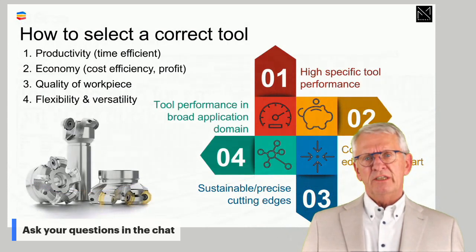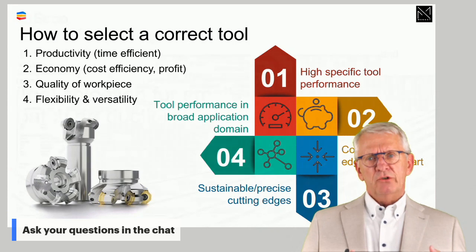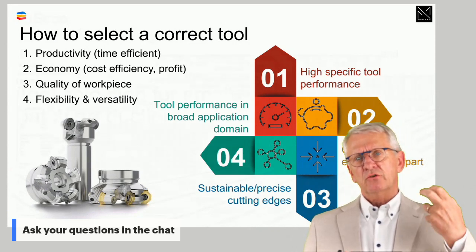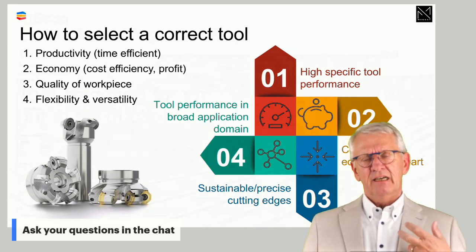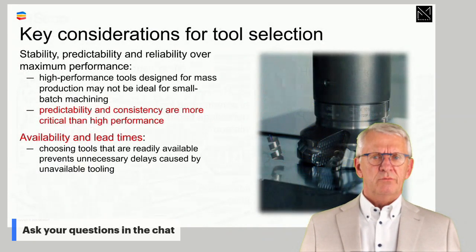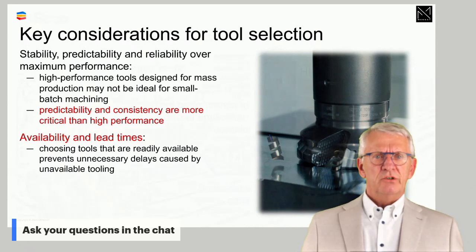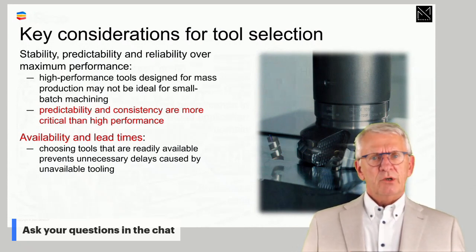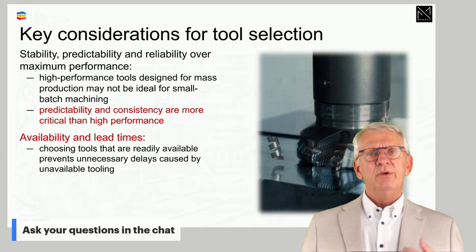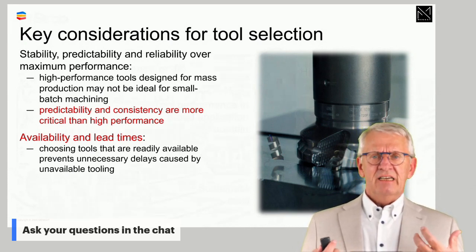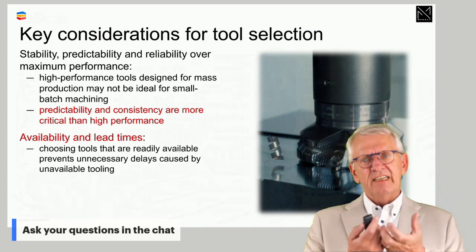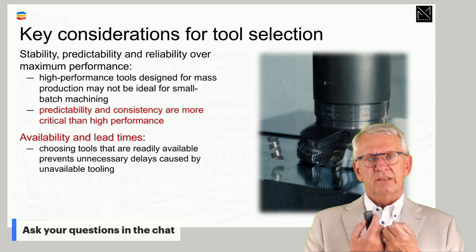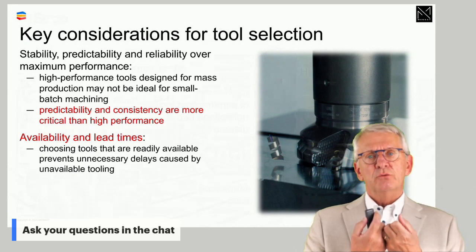Tool selection in small batch production is also different. Where normally in mass production we think in terms of performance and cost efficiency, flexibility and versatility are, when we talk about tooling, much more important in small batch production. It's about stability, predictability and reliability of the process, and here the key thing is that you will have to identify those tools which offer you that to the maximum.